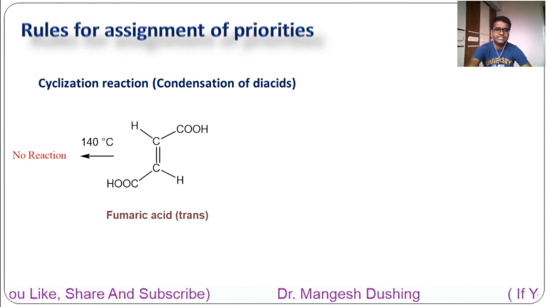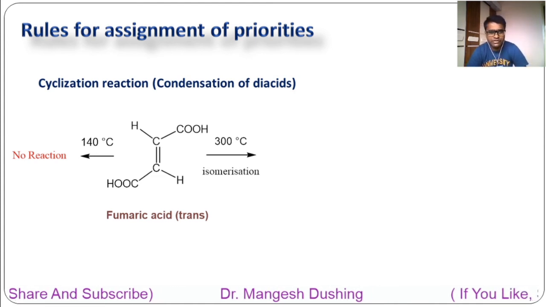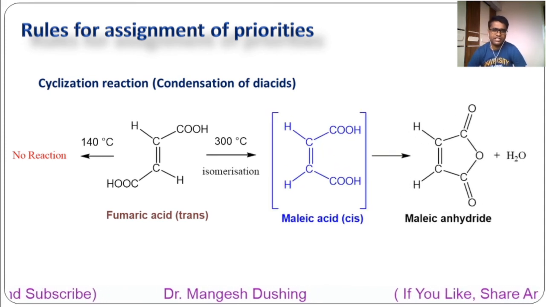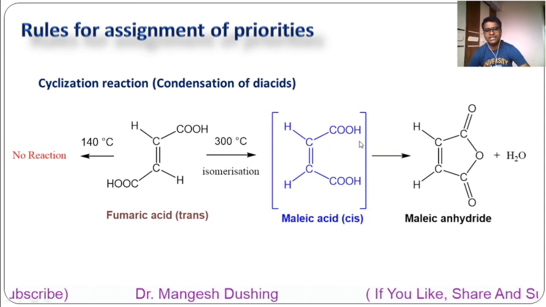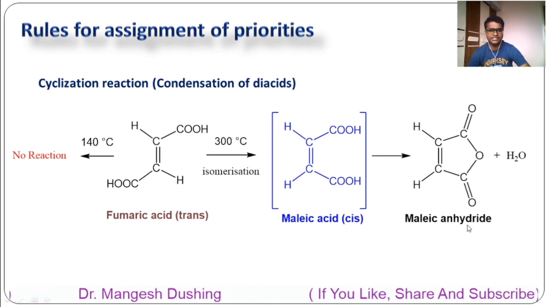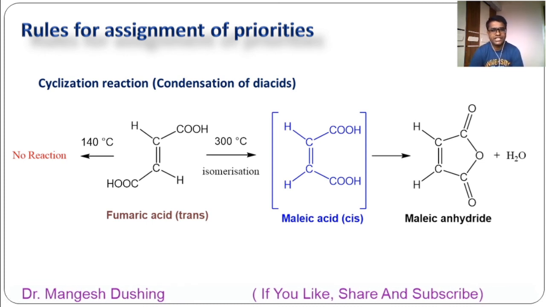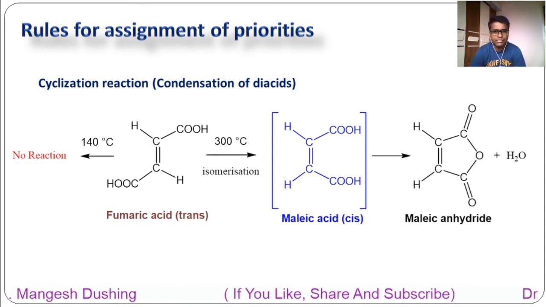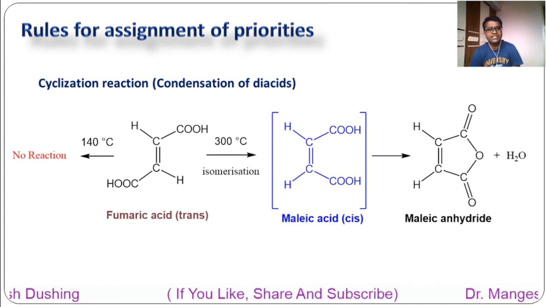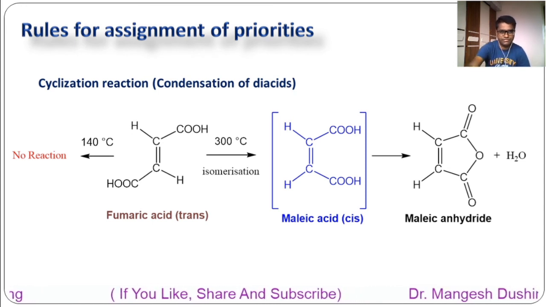But if you increase the heat to 300 degrees Celsius, then that pi bond will break and it gets isomerized to the cis isomer. The cis isomer is maleic acid, and that will get cyclized after condensation and form maleic anhydride. So fumaric acid won't give fumaric anhydride. It first converts to maleic acid and then maleic anhydride. So this is the reaction difference. Chemical properties are different for cis and trans isomers.